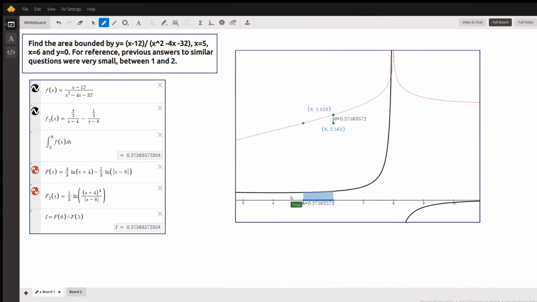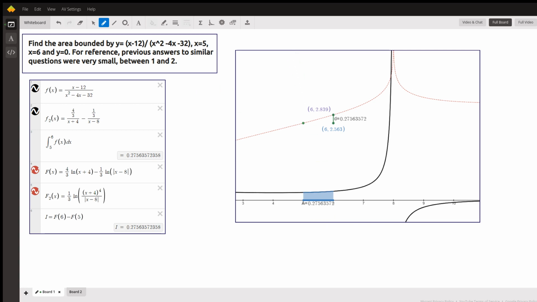Okay, this black graph or curve is actually the graph of f of x, which is the rational function, x minus 12 over the quantity x squared minus 4x minus 32. We're asked to find the area under the curve above the x-axis between x equals 5 and x equals 6. So there's the answer right there, 0.2756.